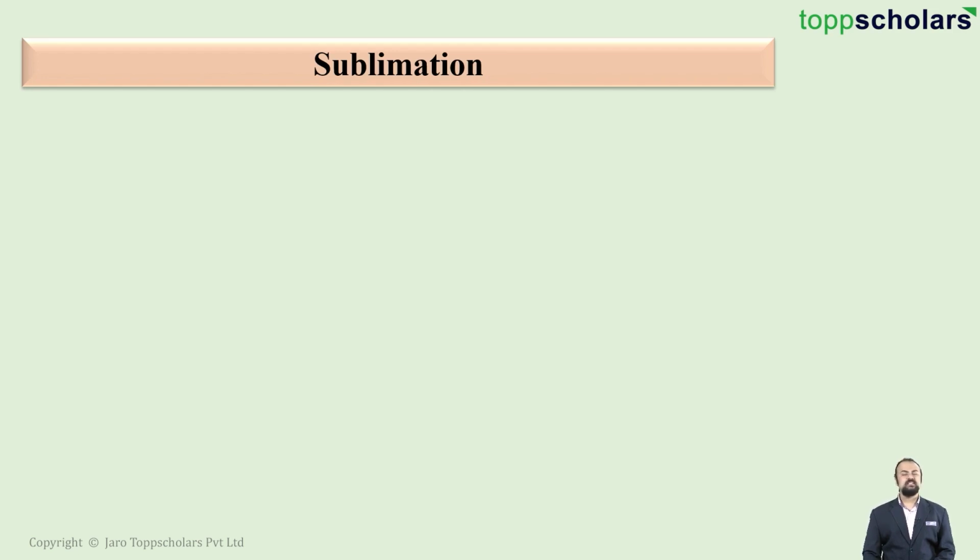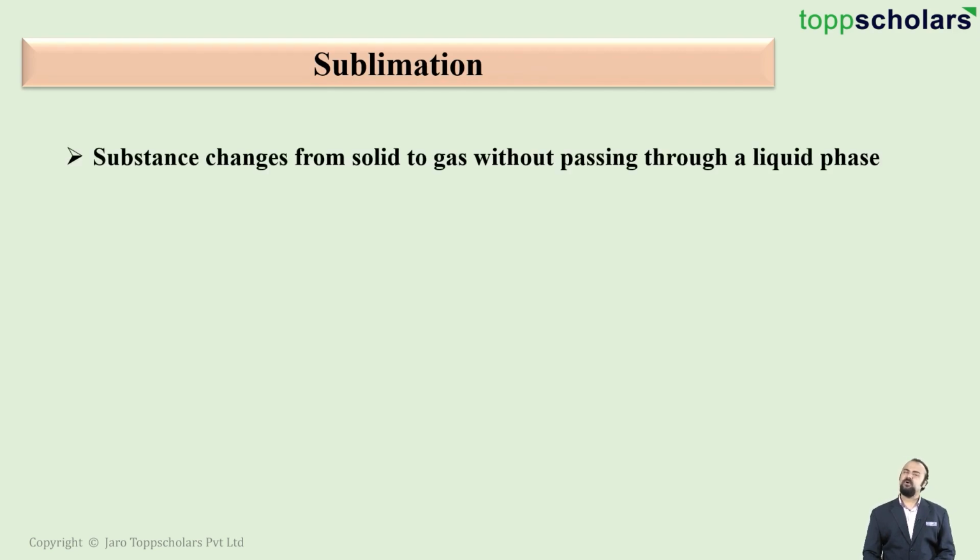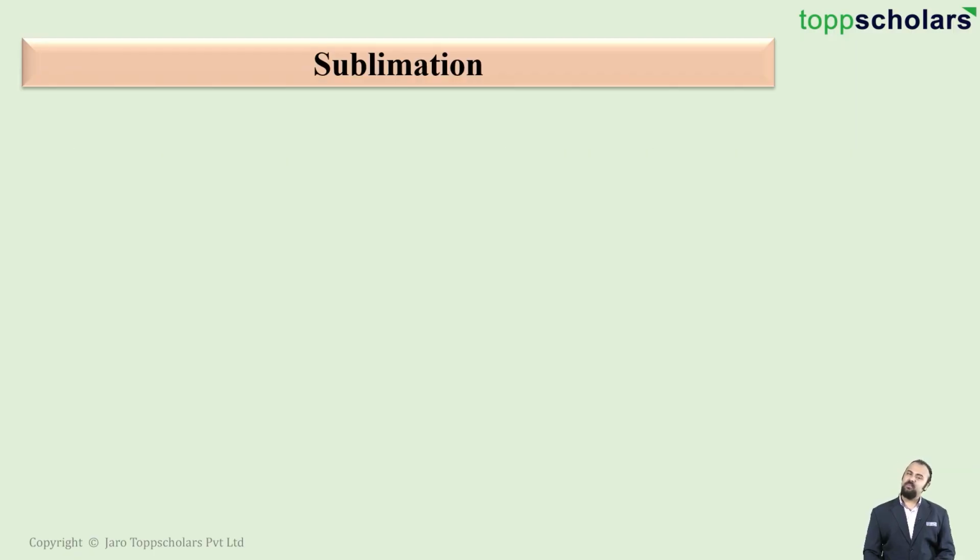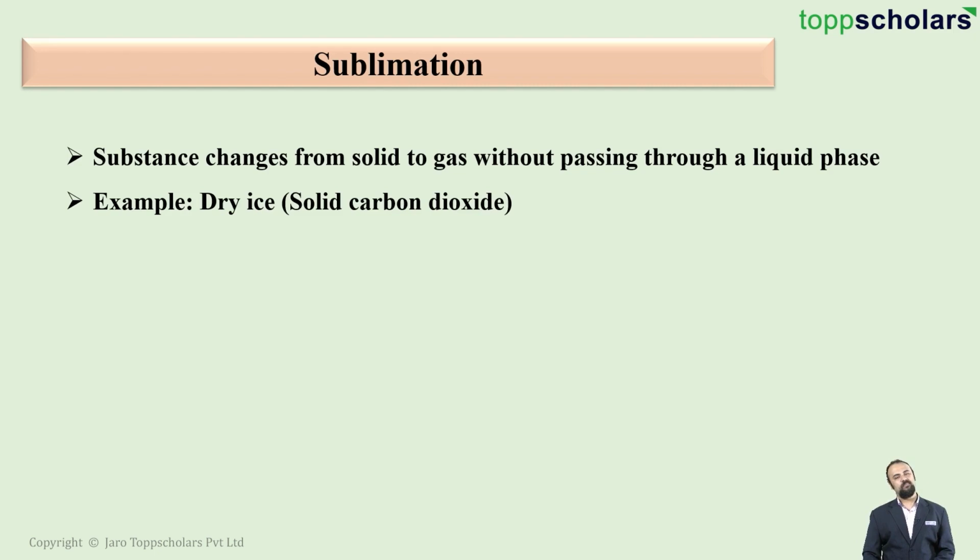Remember students, sublimation is not shown by water. It is the process wherein a substance changes from solid directly to the gaseous state without passing through a liquid phase. Best example is dry ice. Students, dry ice is nothing but the solid form of carbon dioxide. And when this dry ice is kept at room temperature, you will see that it directly turns from the solid form into the gaseous form.